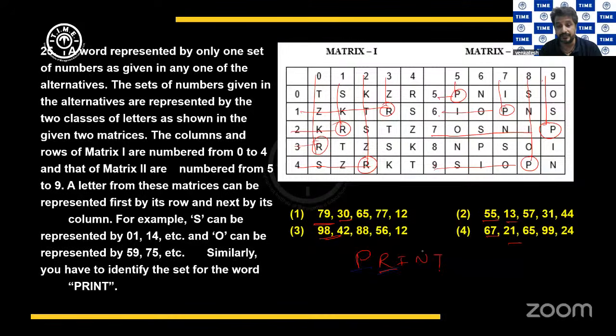Now let's move to I. I is in the second matrix. The first option says 65. Is 65 I? Yes. Now let's check the second one, 57. Is 57 I? Yes, 57 is also I. Okay. These three are correct here, and these three are also correct here.